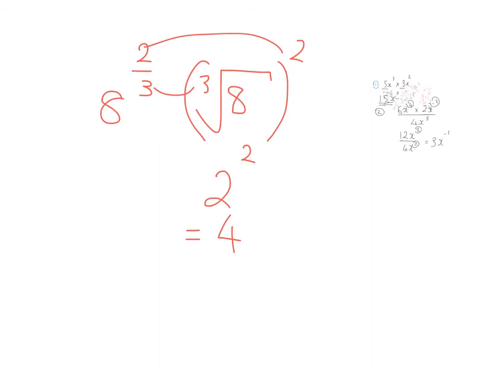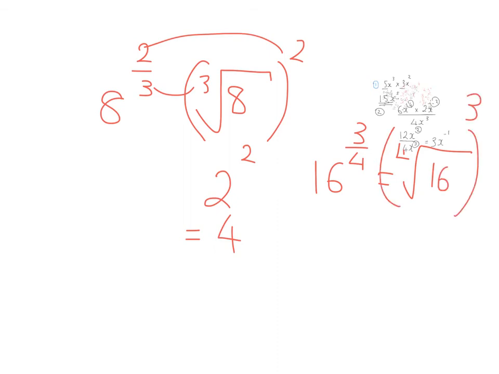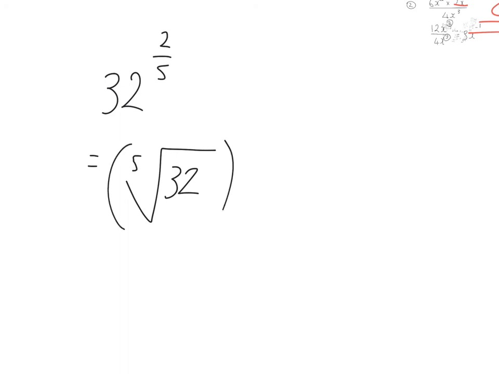Next one, 16 to the power 3 over 4 can be written as the 4th root of 16 cubed. 4th root of 16 is 2, since 2 times 2 times 2 times 2 is 16, so that's 2 cubed, 2 times 2 times 2, and that's 8. Next one is 32 to the power 2/5, which can be written as the 5th root of 32 squared. 5th root of 32 is 2, since 2 times 2 times 2 times 2 times 2 is 32, so that's 2 squared, and that's equal to 4.